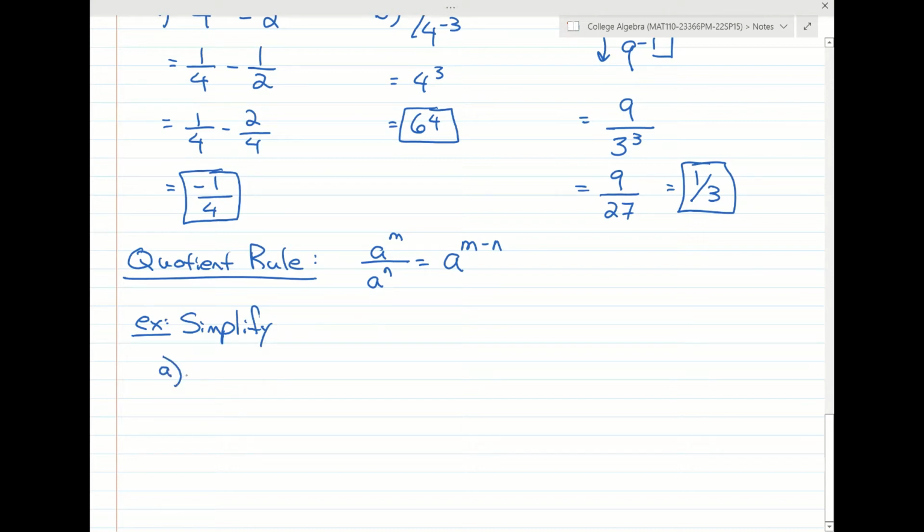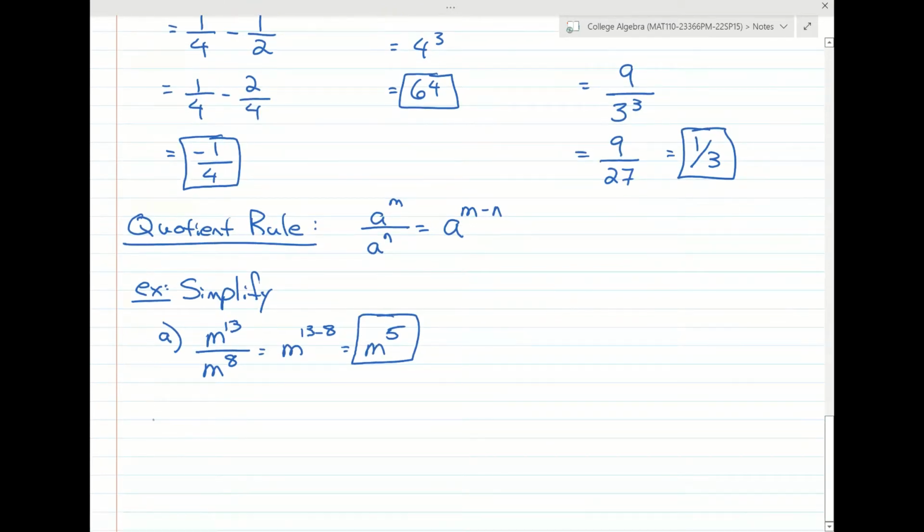So let's simplify m to the 13th divided by m to the 8th. They are the same base, so we could just subtract their powers. And this would just be m to the 5th. What about x to the 4th divided by x to the negative 2nd?